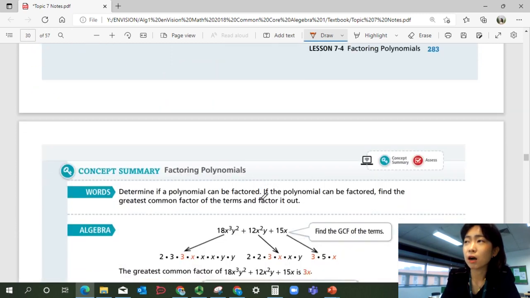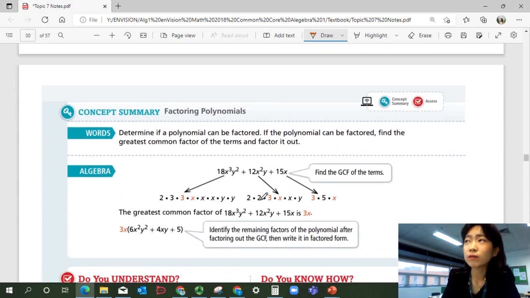Okay, let's summarize our concept. We learned how to factor polynomials. So in order to figure out how to factor polynomials, you need to figure out their GCF. Your GCF for a polynomial would not only be the greatest common factor for the coefficients in numbers, you also have to figure out the greatest common factor for the variables.